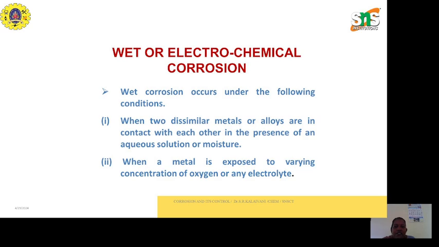First one is when two dissimilar metals or alloys are in contact with each other in the presence of an aqueous solution. Second category is when a metal is exposed to varying concentrations of oxygen or any electrolyte.